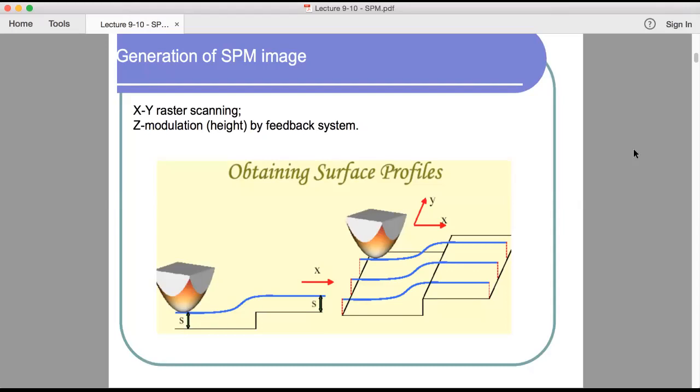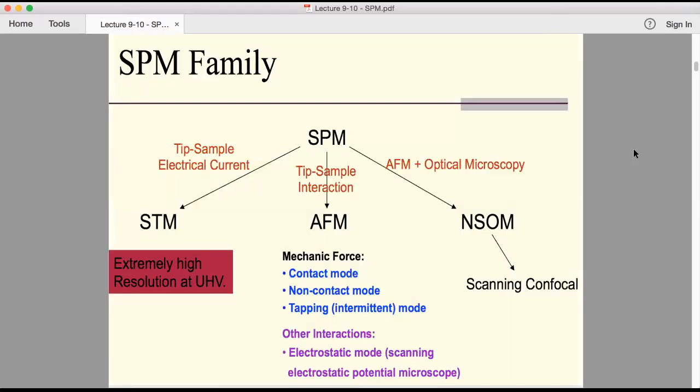Right, so in brief, how does SPM generate the image? They use a tip that will raster scan in the X and Y directions, and it has a Z modulation, or height modulation, by a feedback system. We will come into it later in more detail. There are several different types of scanning probe microscopes, including the scanning tunneling microscope, which is based on the tip-sample electrical current. STM has the highest resolution so far and operates in ultra high vacuum.